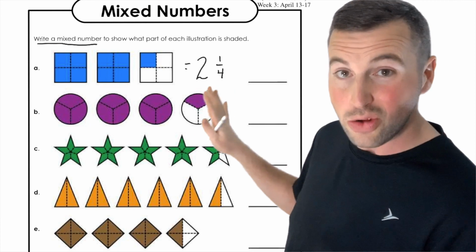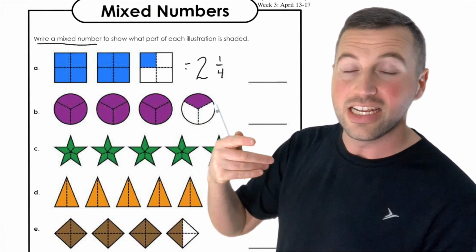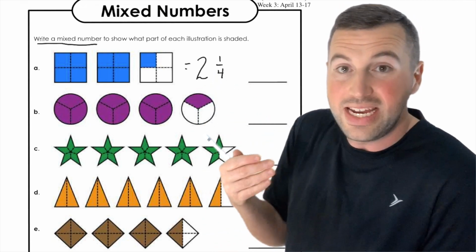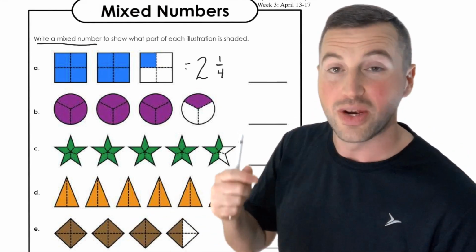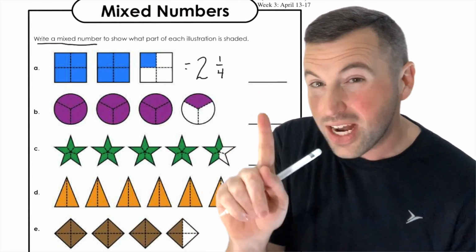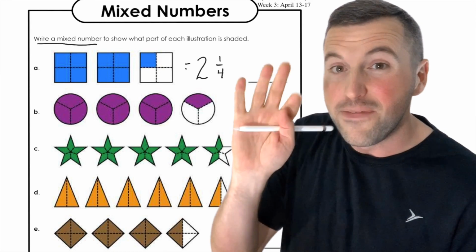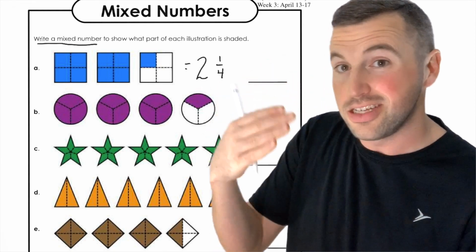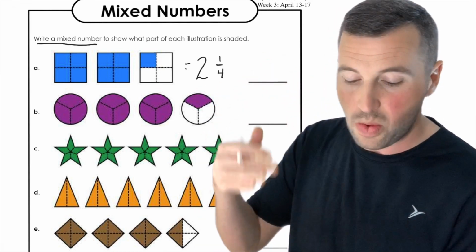I see the 2 wholes shaded in, and then there is 1 shaded, and we need to know about the denominator, which is the size of the pieces. It's 1 shaded of the 4th size pieces. So don't get confused by that. So it's 2 and 1/4.